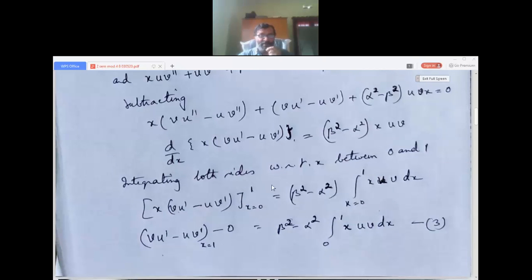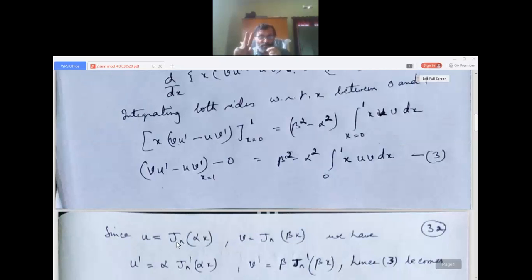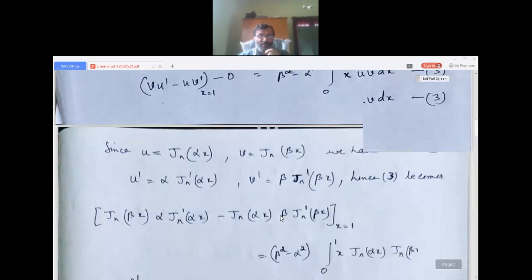Now here, first I apply the upper limit when x equals 1. For the lower limit 0, it will be 0, then as it is. Now I take u, as there are two roots alpha and beta: u is Jn alpha x, v is Jn beta x. So u dash will be alpha Jn dash of alpha x, and v dash will be beta Jn dash of beta x, by differentiation with respect to x. Hence, substitute here in 3, we get all of this.